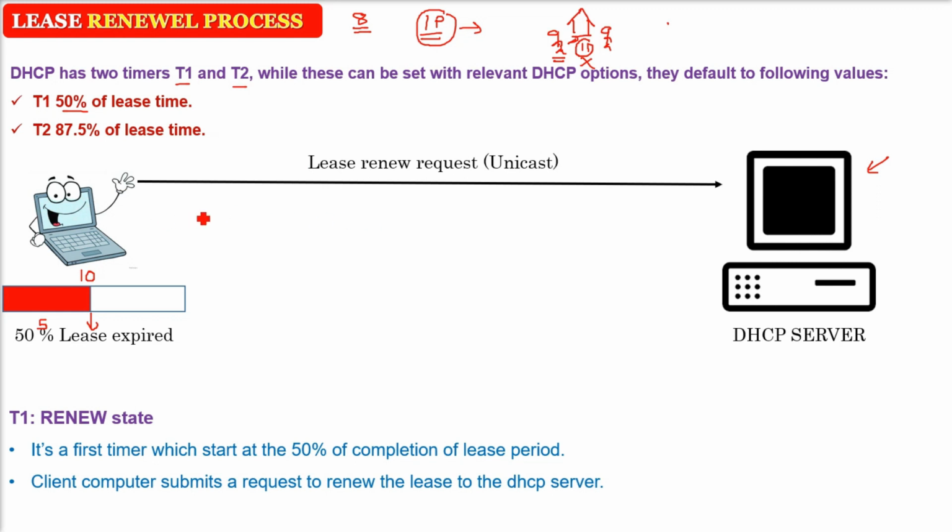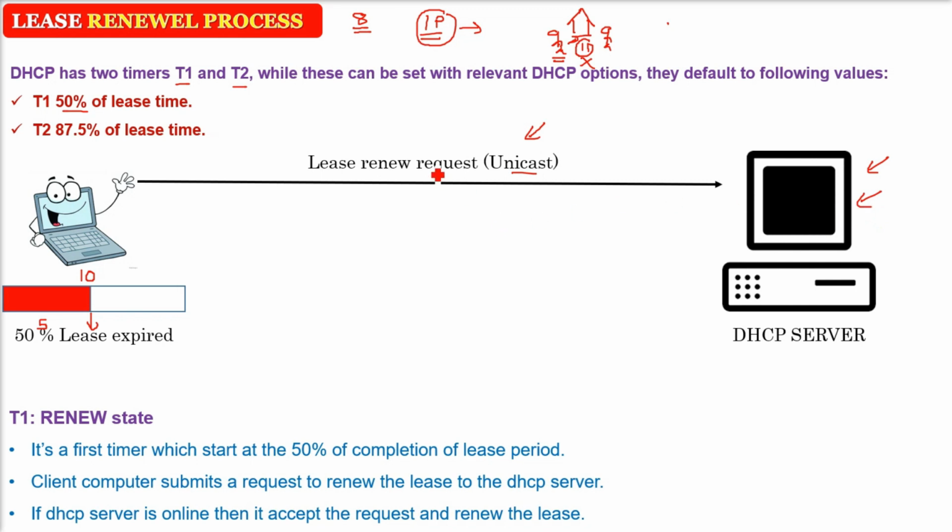Now everything was going in broadcast when the DORA process was taking place. But now both parties know the IP address, so this lease renew request will be unicast. Now if the DHCP server is online, it will accept the request and renew the lease, and the timer will again start from 0.